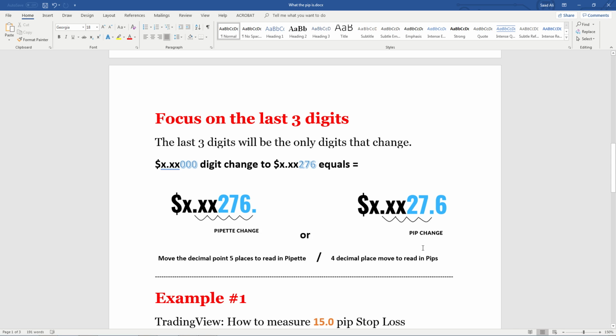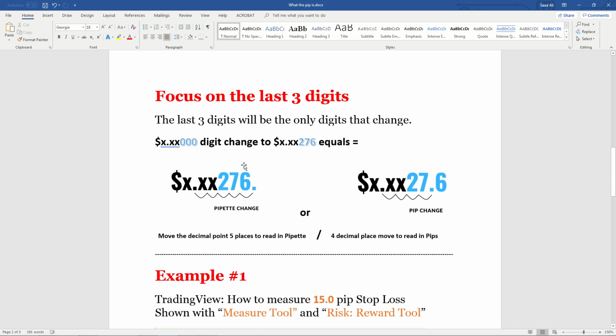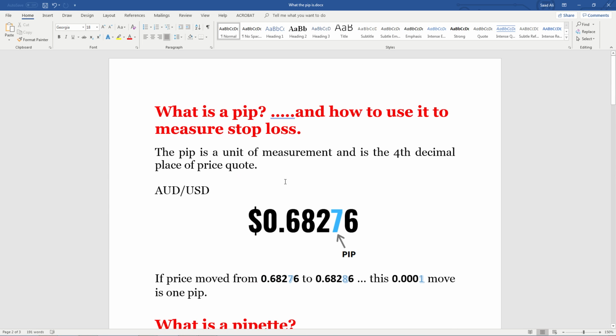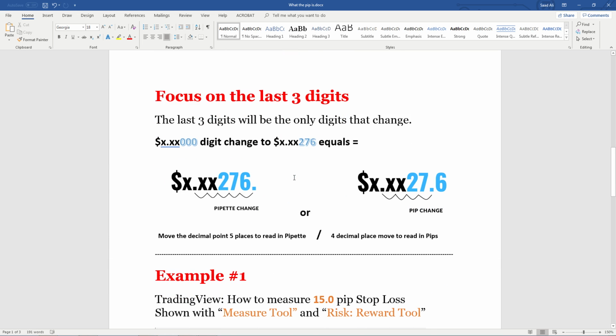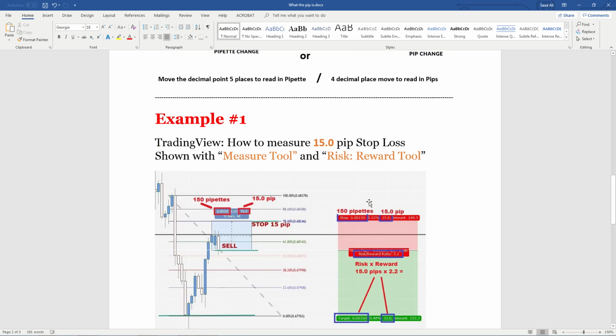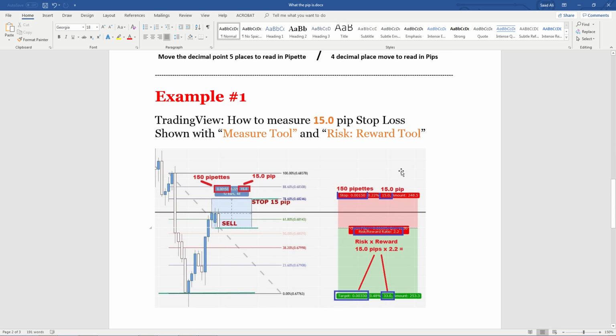Just remember that. I know it's a little bit of math and you're like, why do I need to remember this? It's actually going to be really easy. So just remember the last 3 digits. So now I've defined what a pip is, what a pipette is, and I told you to focus on the last 3 digits. And when there's a 276 value change, we read it as 276 pipettes or 27.6 pips. Okay, so that's how you read the values.